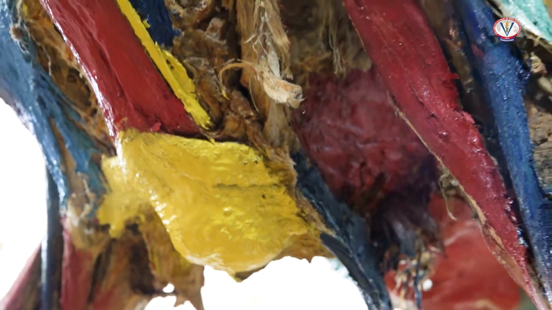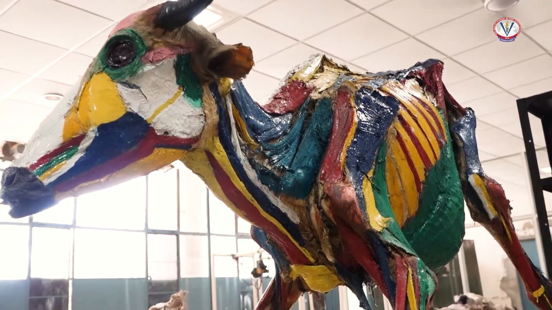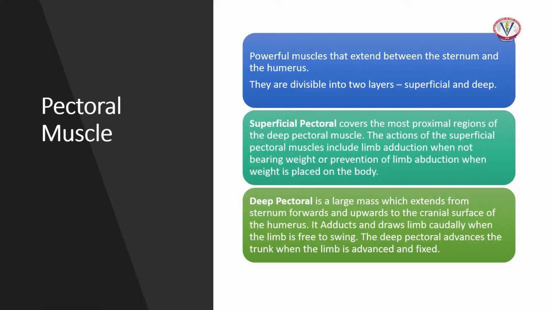The deep pectoral is a large mass which extends from the sternum forwards and upwards to the cranial surface of the humerus. It adducts and draws the limb caudally when the limb is free to swing. The deep pectoral advances the trunk when the limb is advanced and fixed.